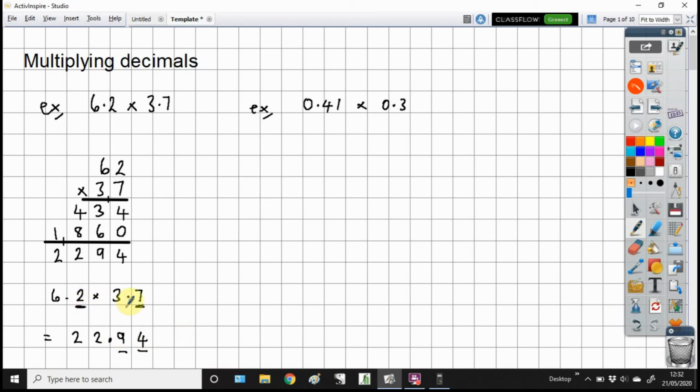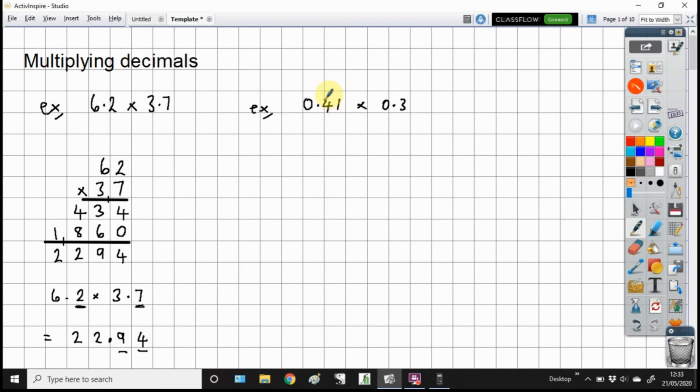And so these two digits after the decimal point get matched down here, a total of 2 digits after the decimal point. We could have judged it another way. We could have said this is about 6 times about 4, which would make an answer of about 24. The only way you can make an answer of 24 or nearly 24 out of these digits is to say 22.94. So we could do it by estimation.